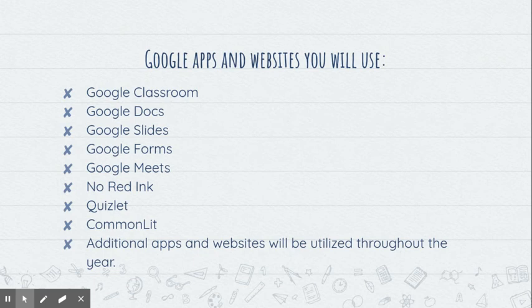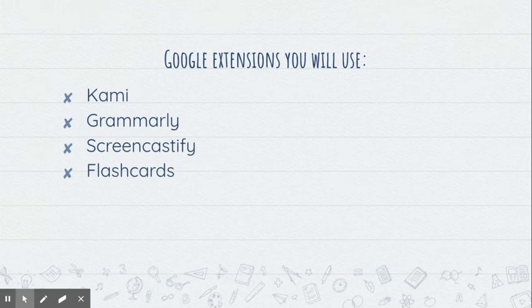Here's a list of Google apps and websites that you will use. Google Classroom, Google Docs, Google Slides, Google Forms, Google Meets, also your Google Drive, which is where everything is stored, NoRedInk, Quizlet, CommonLit, Newsela, and there are additional apps. You will use Kami, Grammarly, Screencastify, and flashcards. If you are not familiar with these extensions, there will be a video provided showing you how to use them.